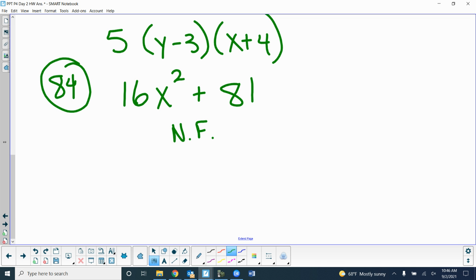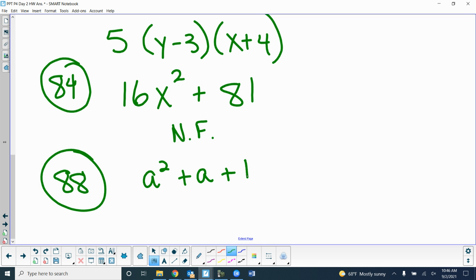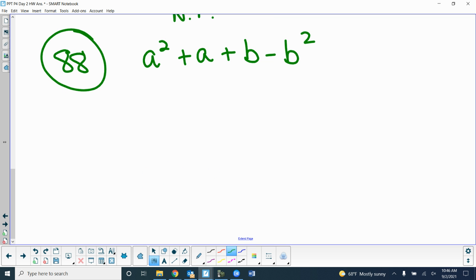That happens sometimes. Last one. Fred, what is it? A squared plus A plus B minus B squared. Is there a GCF? No. So I should group, right? What do we usually do when we group? First 2, last 2. Will that work? I can pull an A out and a B out. Does that help me? You guys see that? It's not going to be the same. Could I change the order and group it? First 2, last 2.